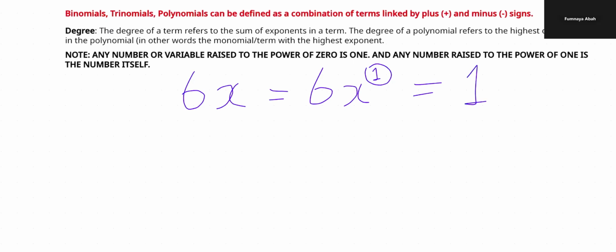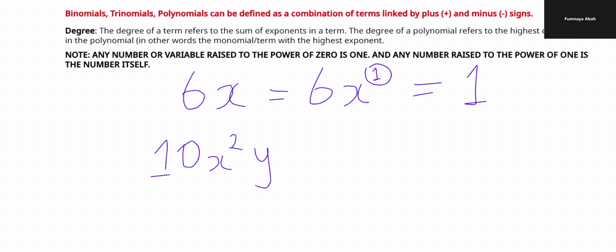Let's give another example. We have 10x squared times y. So now we're working with two variables here. We have x and y, and they're being multiplied with the number 10. So 10 we can disregard because it's a coefficient, it's a constant. We don't need to consider 10, and we can focus on x squared times y.